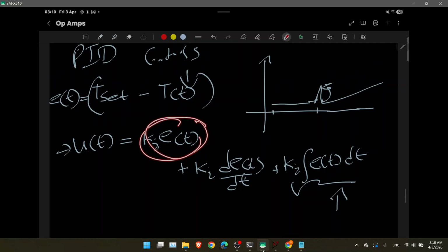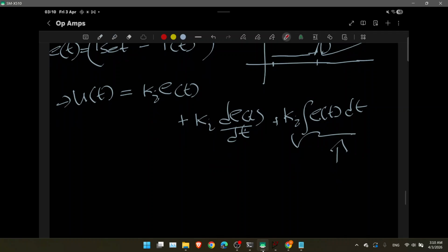Proportional, this is the proportional one. This is the differentiation one. And this is the integration one. So this is some kind of circuit. Maybe you can use an analog op-amp. So that is a use case of op-amps.